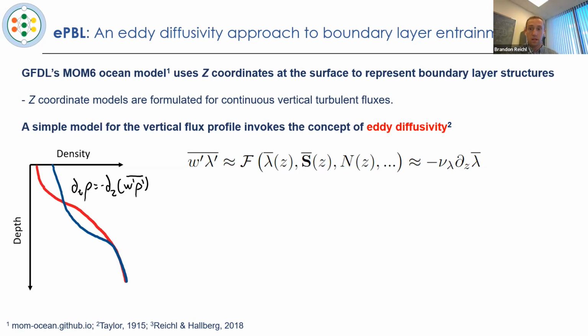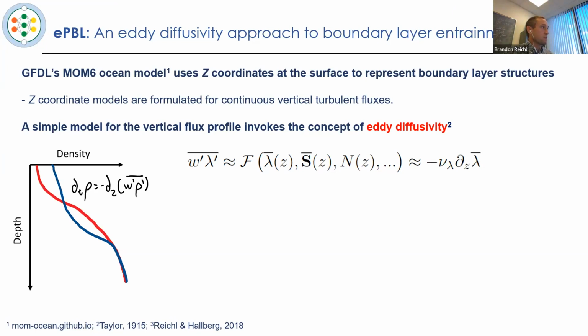And so this could be things like physics and dynamics in the boundary layer. Also, of course, if you're coupling to a biogeochemical model, you need to know something about the nutrients within this layer and how they vary. So we end up with these z-coordinate type models that now require a continuous vertical flux profile. So we can no longer rely on this entrainment velocity approach.